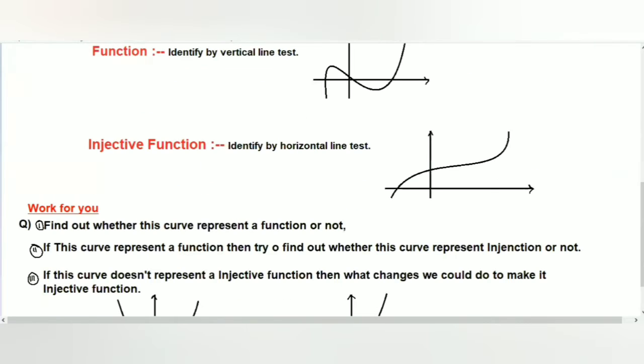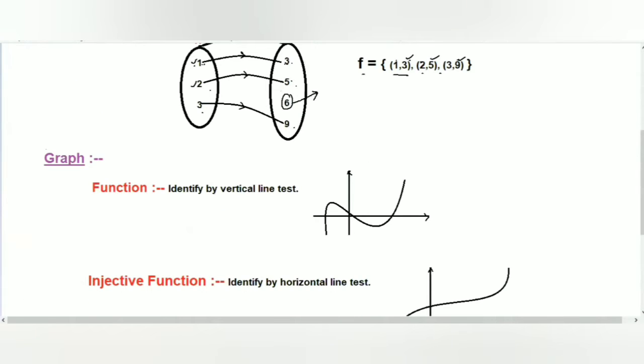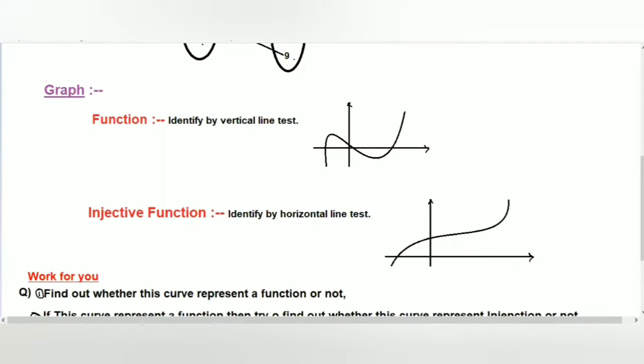Now I'm going to explain how to identify an injective function from the graph. First, understand from the graph how to identify whether this curve represents a function or not. For a function, we will always try to do a vertical line test. Only for functions. Injective functions are functions, so I'm only talking about functions now.